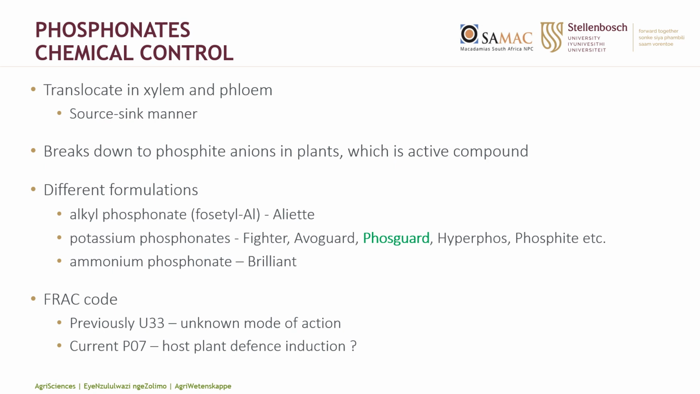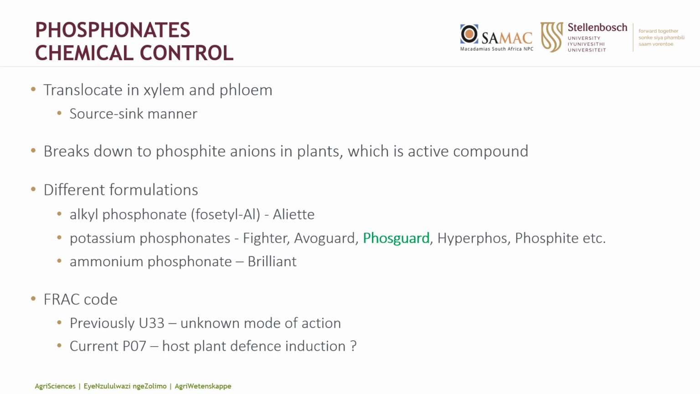Phosphonates break down in plants into phosphate anions, which are the active compound against Phytophthora. Then there are various different formulations. The first one that came onto the market was alkyl phosphonates under the product name Aliette. Then there are various potassium phosphonate formulations. The one that we are looking at for registering is Phosgard. And then there is also ammonium phosphonate under the trade name Brilliant.